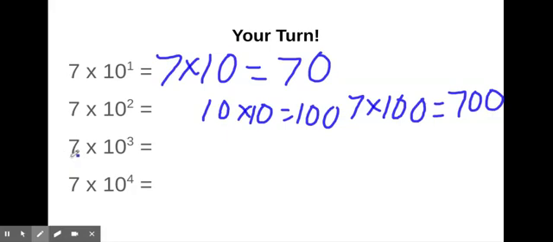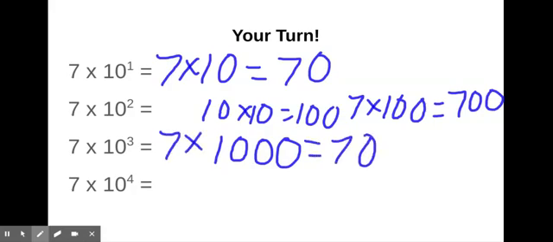In our third one, we have 7 times 10 to the third power. Now we can go ahead and take a shortcut. Let's use our trick that we learned last time. 10 to the third power is the same as writing 1,000, because that 3 tells us that we need 3 zeros. So this is like saying 7 times 1,000, which is 7,000. And of course, 7 times 10 to the fourth power, we can do the same thing.